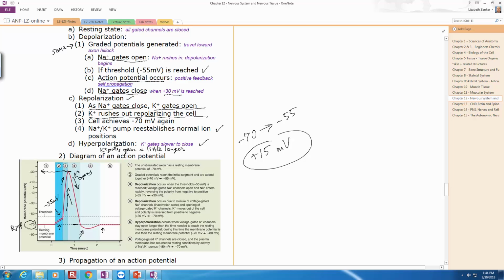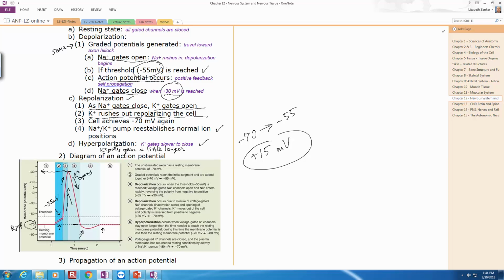All right, let's see. Positive 30 millivolts is important. Negative 55 is our threshold. That's important. Negative 70 is resting membrane potential. Those are important. So don't just try to memorize the numbers, because when you're trying to recall that info, you might get thrown off a little bit. But remember what those numbers mean. And then if you get thrown for a loop on an exam question, you can figure it out. If it says you're hyperpolarized, you need to add a little bit more to it.